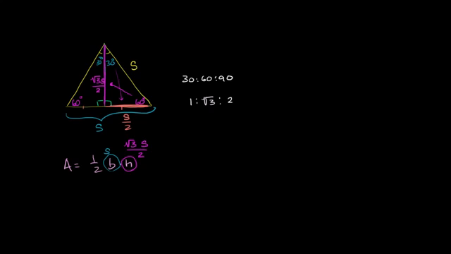And we just multiply that out, and we get, let's see, in the numerator, you get a square root of 3 times 1 times S times S. That is square root of 3 times S squared. And in the denominator, we have a 2 times a 2. All of that over 4.